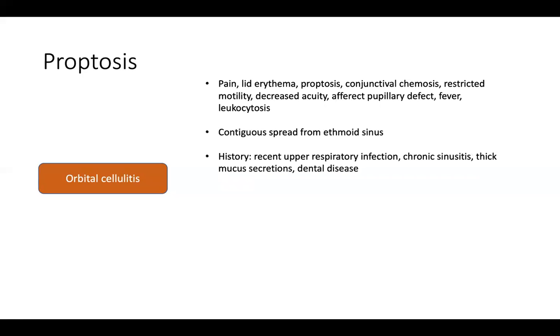A history of recent upper respiratory tract infection, chronic sinusitis, thick mucus secretions, or dental disease is significant in any patient with suspected orbital cellulitis. Most patients respond to empirical therapy with broad-spectrum IV antibiotics that includes coverage of methicillin-resistant Staphylococcus aureus.